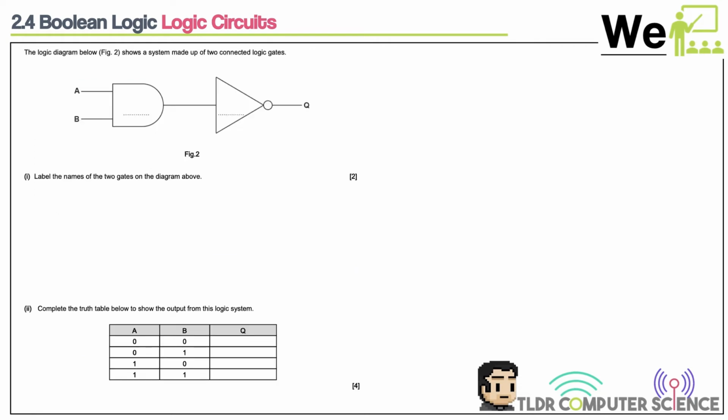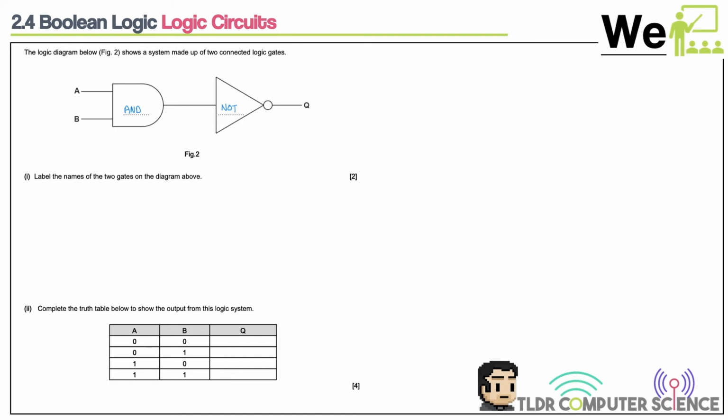Okay, this is quite straightforward where we just have to identify these 2 logic gates to get us started. The logic diagram below shows a system made of 2 connected logic gates. Label these 2 gates. Okay, so do you remember the flat one that looks a bit like a D, that would be an AND, whereas the triangle with the bobble at the end, that's a NOT gate.